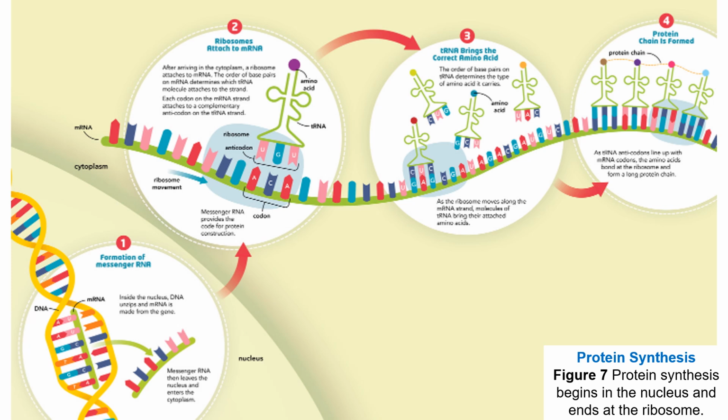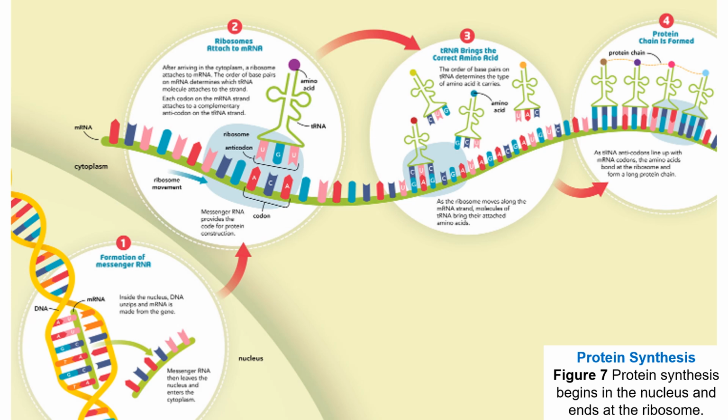3, tRNA brings the correct amino acid. So the order of base pairs on tRNA determines the type of amino acid it carries. As the ribosome moves along the mRNA strand, molecules of tRNA bring their attached amino acids.